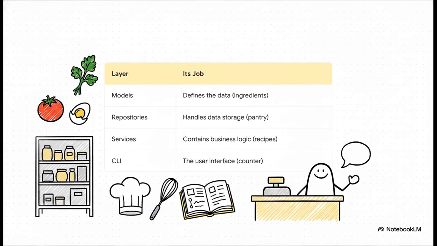So what are these layers? Let's use a kitchen analogy. First, you've got the models. These are your basic ingredients. They just define what a task is. Next, the repositories. Think of this as the pantry, where you store and grab your ingredients. Then you have the services layer. This is the chef with the cookbook. It holds all the recipes, or the business logic, that tells you how to combine everything. And finally, the CLI is the front counter where the customer, or you, places an order. Simple, right? Each part has its own zone.